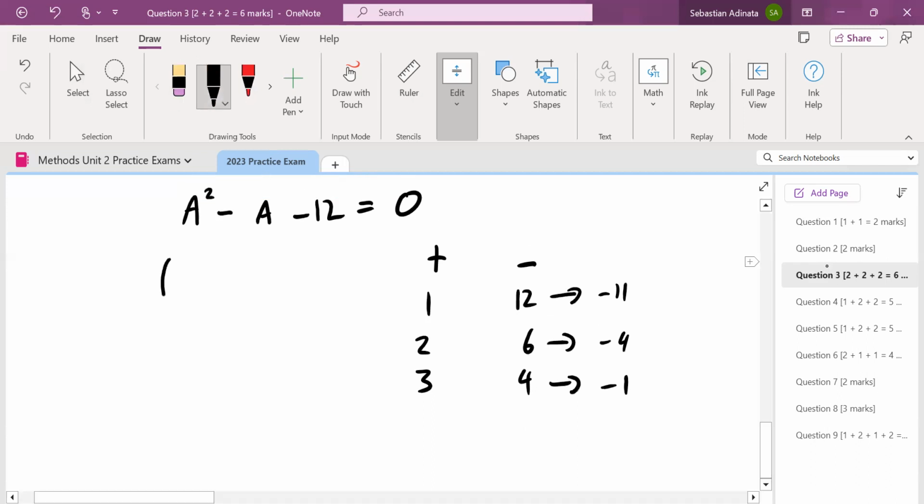So that means we have a plus 3, a minus 4 equals 0. That means a is equal to 4 and a is equal to negative 3.